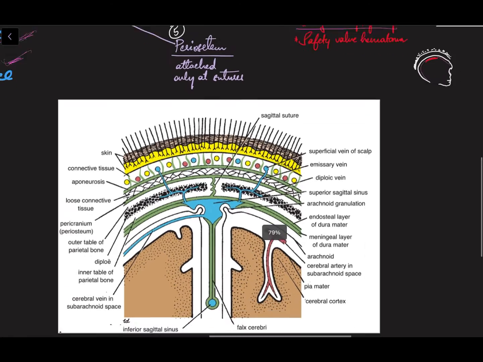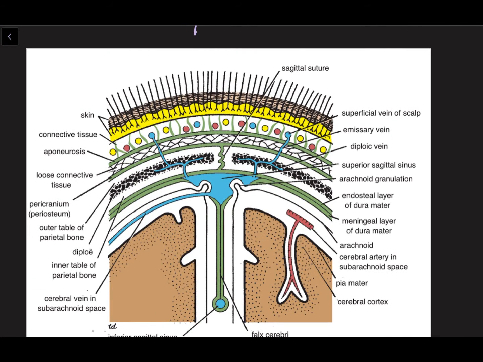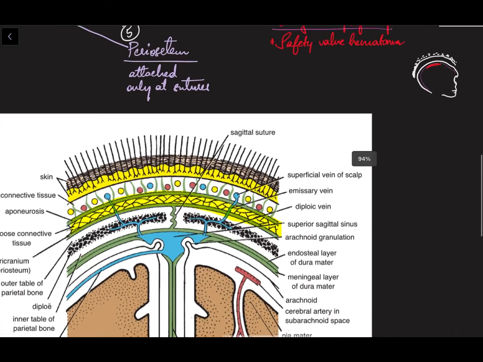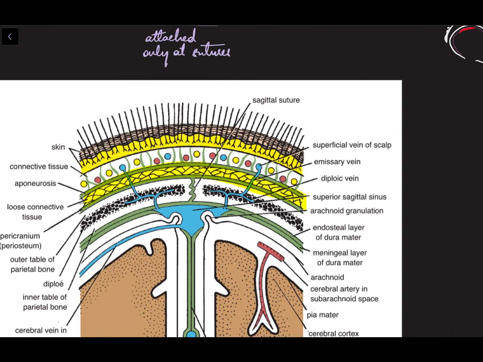Now I'll explain it in this diagram. You can clearly see over here, this layer is a loose areolar connective tissue layer. This connective tissue layer is a sort of space filled with connective tissue. It is the dangerous layer of the scalp because infections usually occur in this layer only, right? Usually infections occur in this layer.